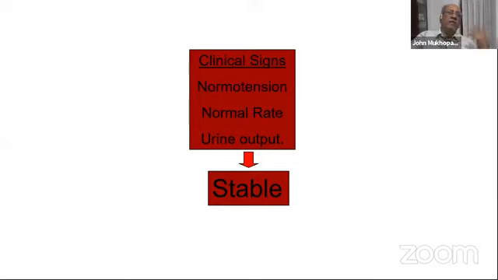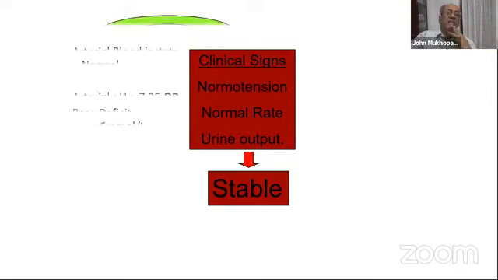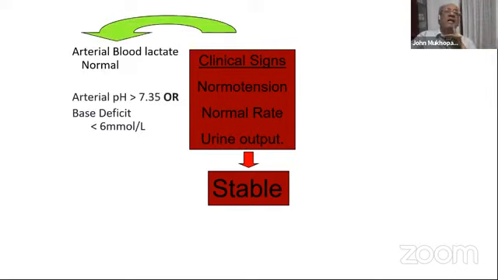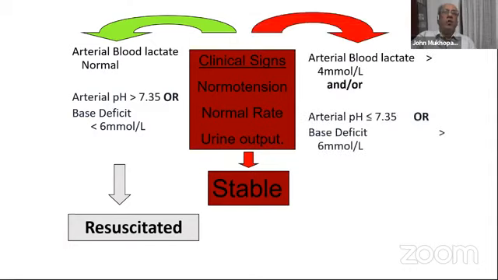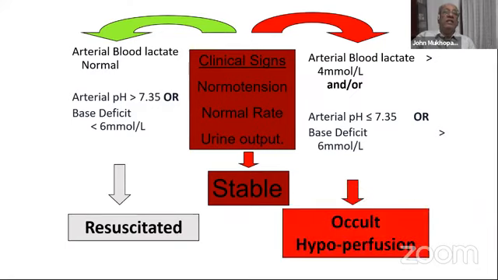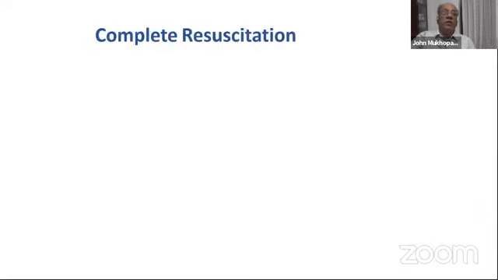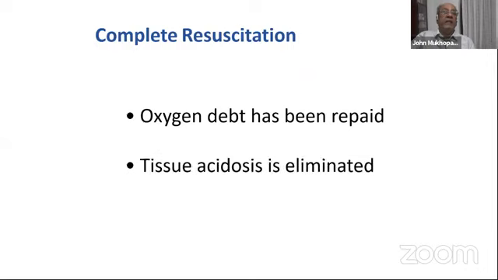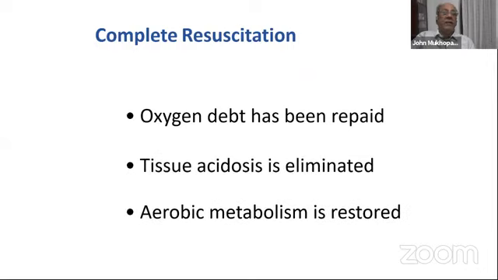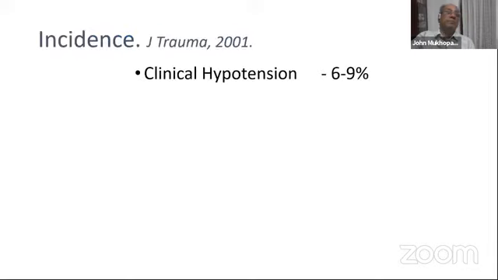Once the patient, after the initial resuscitation, has a normal blood pressure, normal heart rate, and urine output, you can say he's stable, but you can't say he's completely resuscitated. You can only say that when his arterial pH comes to normal, that means he's not acidotic, and his arterial blood lactates come to normal. If, however, his blood lactates are increased or he's still acidotic, he is in this condition known as occult hypoperfusion. So you can only say the patient is completely resuscitated if the oxygen debt has been repaid, the tissue acidosis is eliminated, and aerobic metabolism is restored.